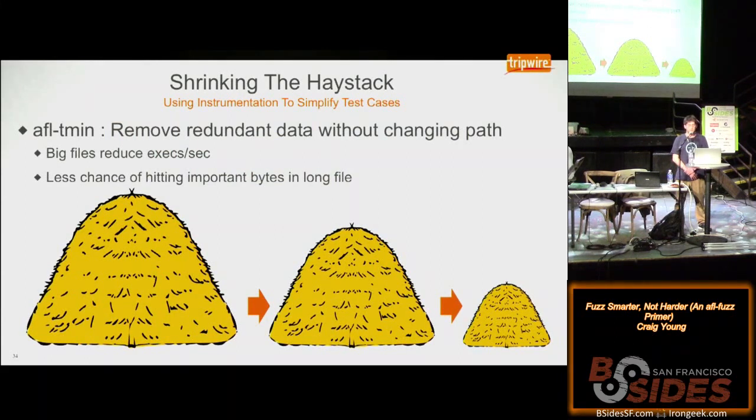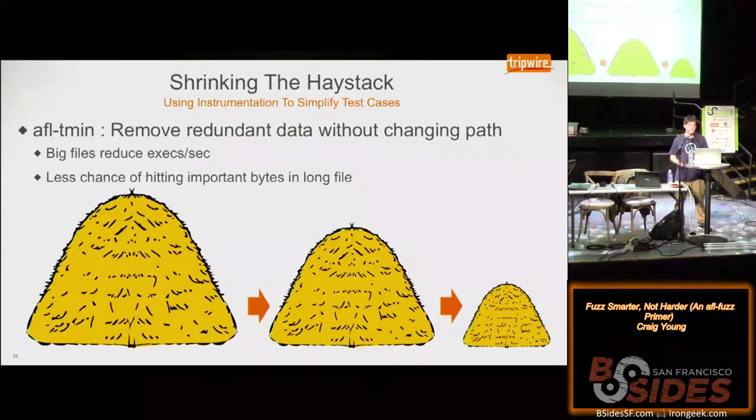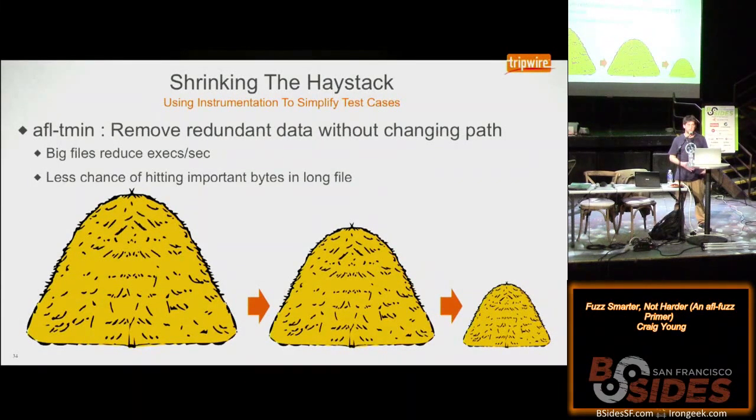So now we're going to get back to what I mentioned on those blockers of having too big of a haystack here. So if you have long test cases, they're going to run more slowly, and it's going to be less likely that your fuzzing efforts are going to touch critical data structures. So AFL provides a tool for this. The tmin tool allows you to minimize the contents of your test inputs.